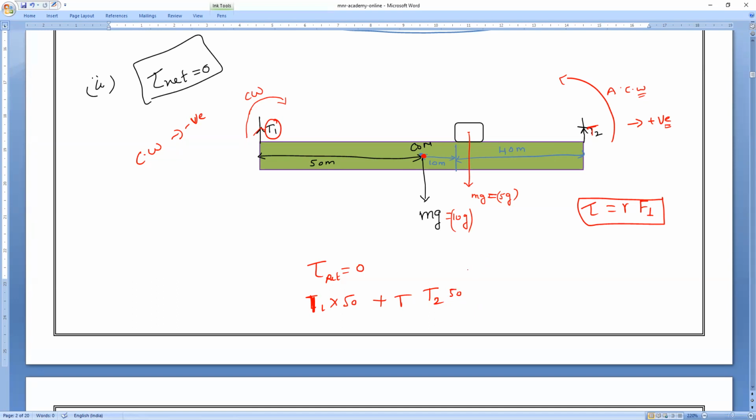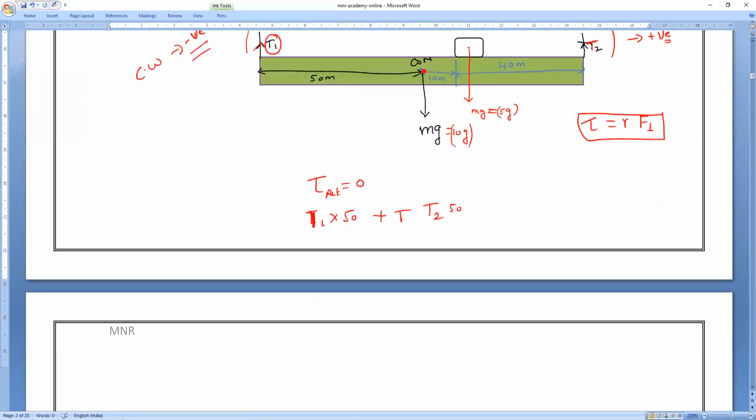Now, if you notice here, all of you observe. First, if you check here, this T1 is negative or positive? Because it is clockwise. Clockwise means negative or positive? Negative. So it will be modified into minus T1 into 50. Is it okay, brothers? Clear?